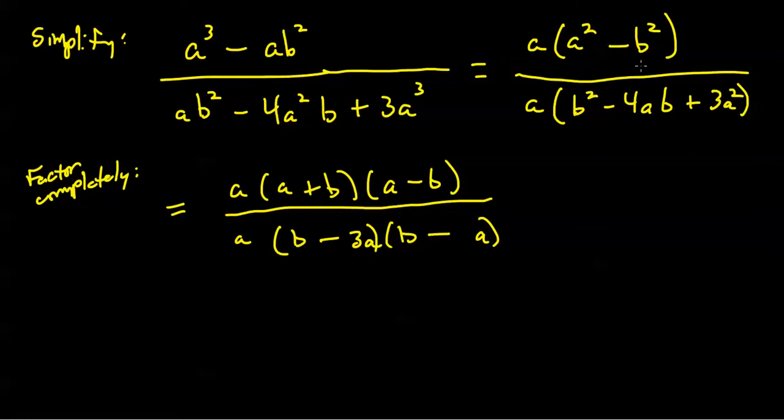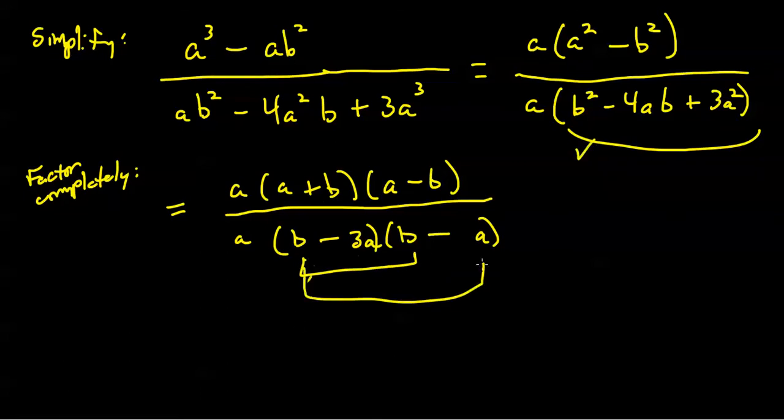Okay, I'm checking to make sure this product equals this trinomial here. So check it again. B times b is b squared. That's fine. The outer product, minus ab. The inner product, minus 3ab. That indeed adds up to a negative 4ab. And the last product, negative 3a times negative a, is of course plus 3a squared. So I've successfully completely factored each numerator and denominator.